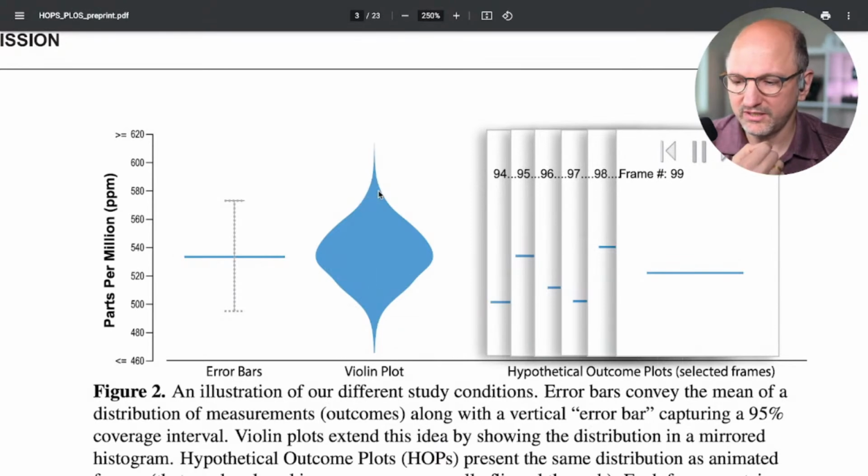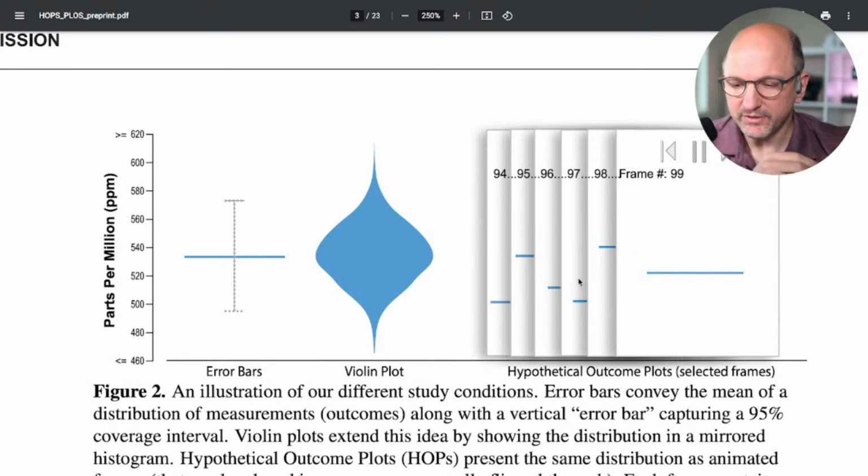The fact that it's symmetrical actually makes it hard to read, and most people don't understand it. Essentially, most people just go with the max here and say, well, this is probably the value, and don't really understand the shape of the distribution all that well.